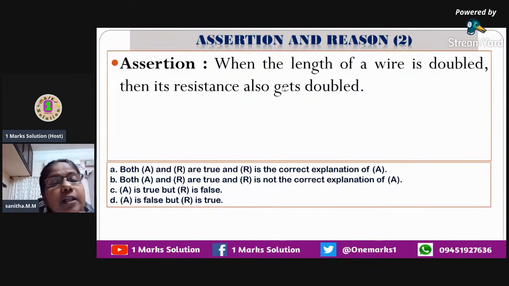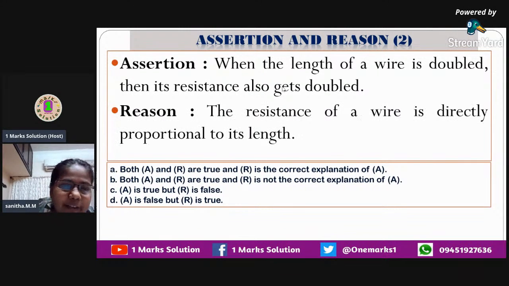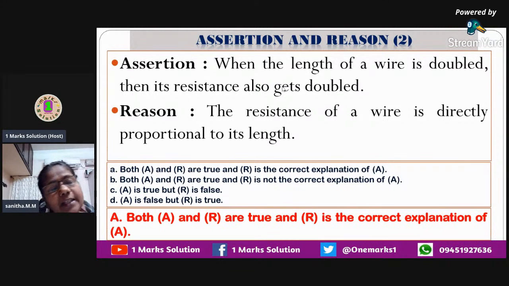So here assertion is absolutely correct, isn't it? Now we can go for reason. The resistance of a wire is directly proportional to its length. That is the thing just now we have discussed, isn't it? So reason is absolutely correct explanation of the assertion. So which is the option? Both A and R are true and it is a correct explanation, means the option A. Now let us move on to the third one.